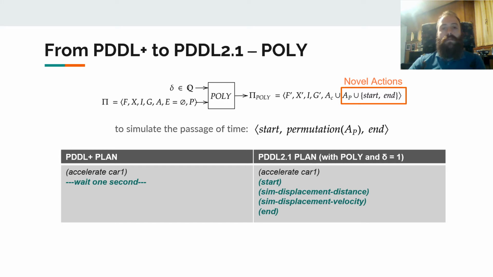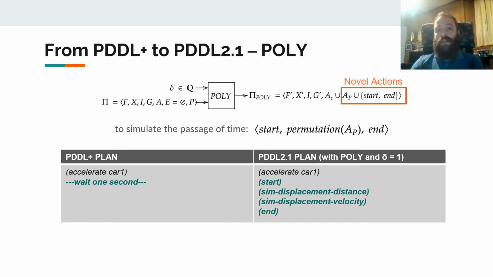On the left, we have a partial PDDL Plus plan for the car domain having the displacement process. In this plan, there is an acceleration followed by a pause of 1 second, during which the active processes flow. The corresponding PDDL 2.1 plan for the pi-poly problem consists of the start action, which blocks the execution of anything outside the novel actions, followed by the sim displacement distance operator.